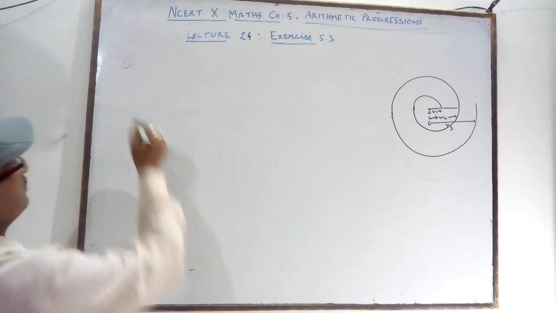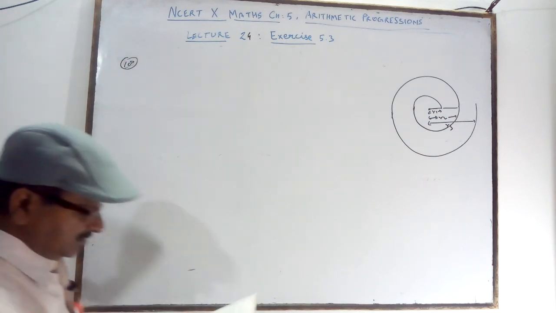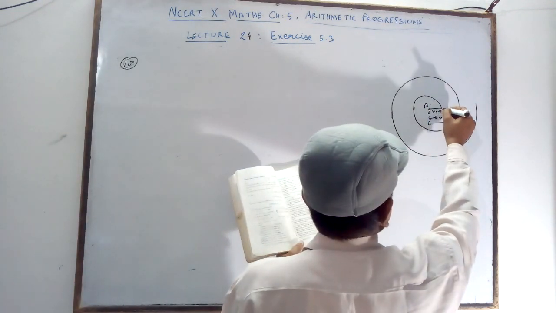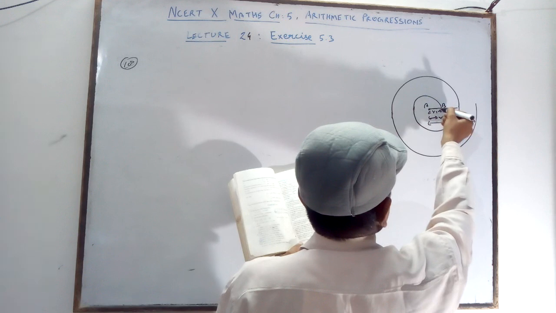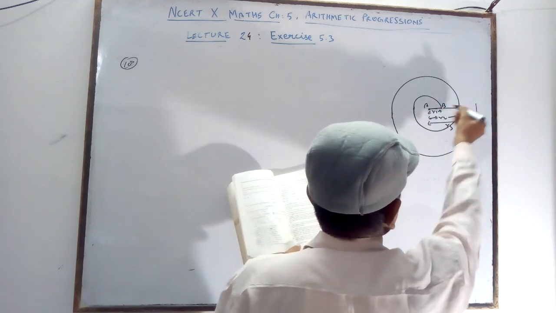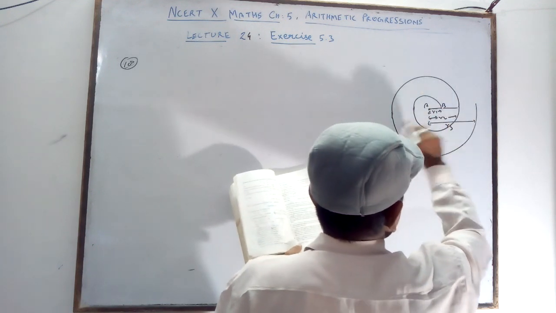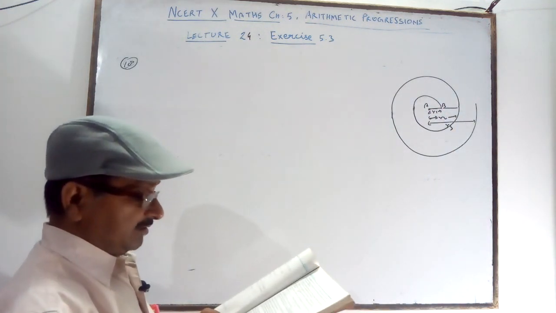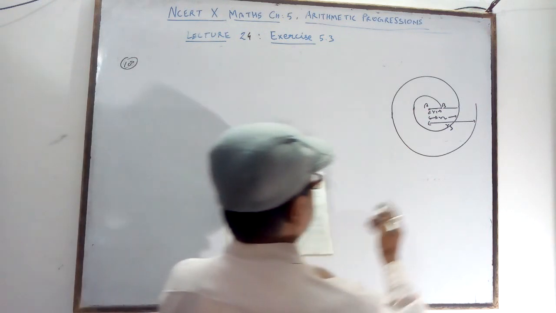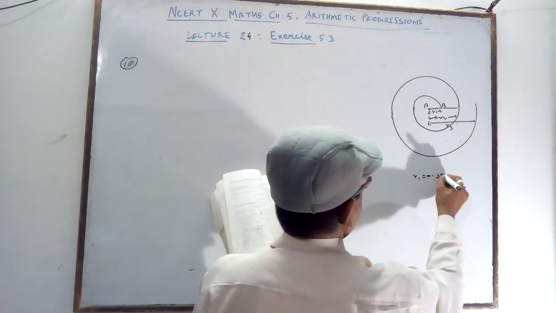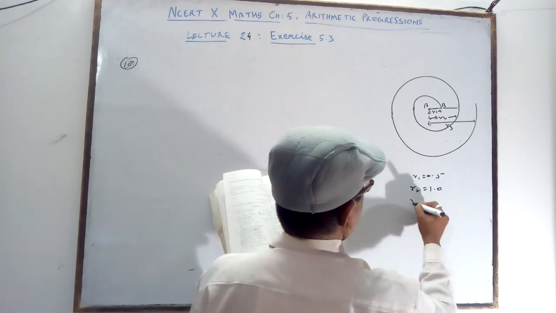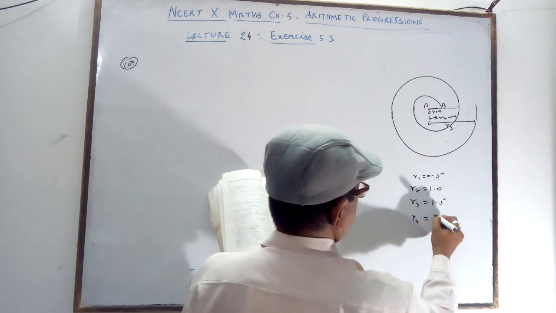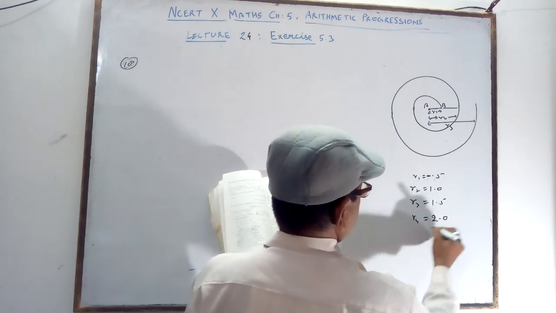Each successive semicircle uses A and B as centers. A as a center, then B as a center: one semicircle, then B as a center with this radius, another semicircle, again A, again B. Like this you are increasing. As shown in the figure, R1 is given 0.5, R2 is given 1.0, R3 is given 1.5, R4 is given 2.0, and so on.